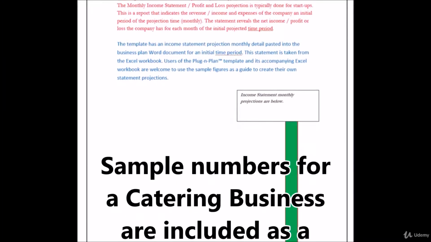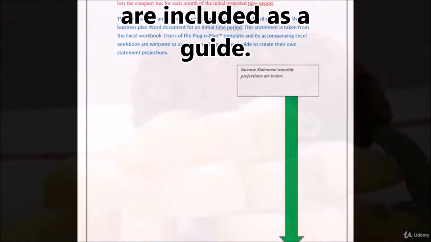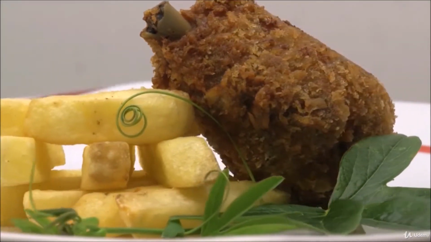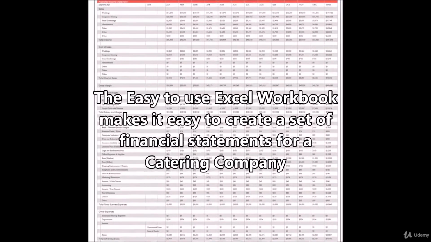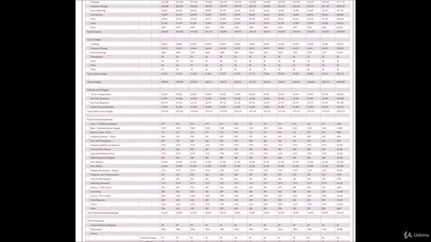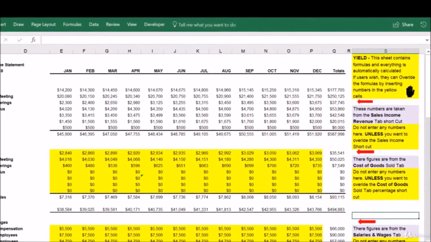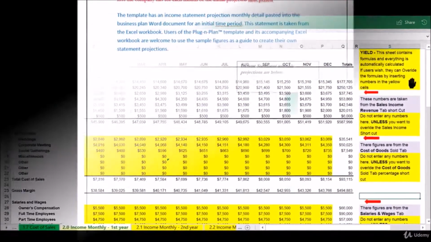Monthly income statement projection, monthly tutorial and instructions. The monthly income statement and profit and loss projection is typically done for startups. This is a report that indicates the revenue and income and expenses of the company in an initial period of the projection time, monthly. The statement reveals the net income and profit or loss the company has for each month of the initial projected time period.